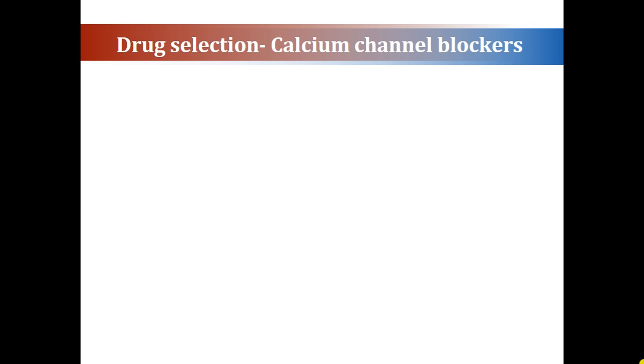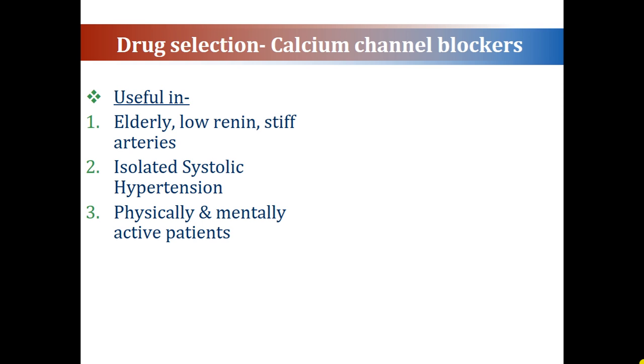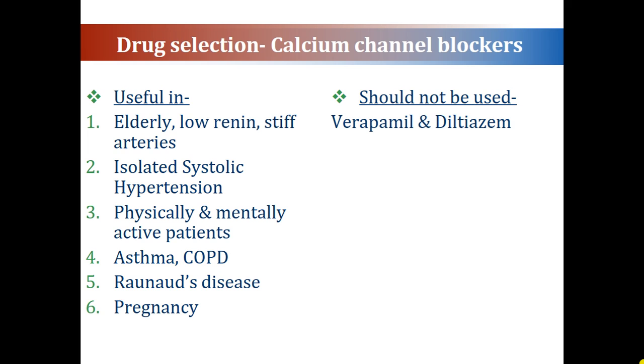Other drugs, C stands for calcium channel blockers. They are useful in elderly, low renin patients and stiff arteries. They are useful for isolated systolic hypertension, for physically and mentally active patients, drug of choice for asthma and COPD patients, and Raynaud's disease, and they are safely given in pregnancy. But dihydropyridines should not be used along with verapamil and diltiazem.